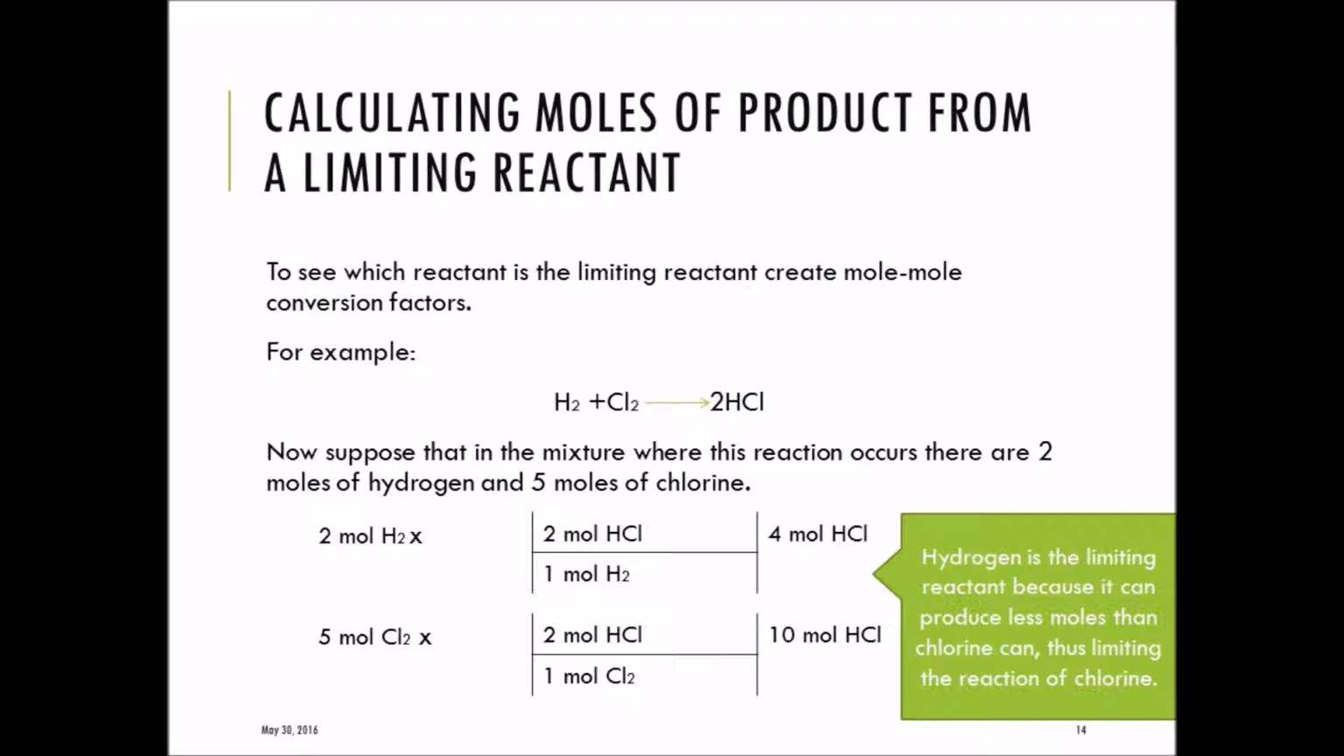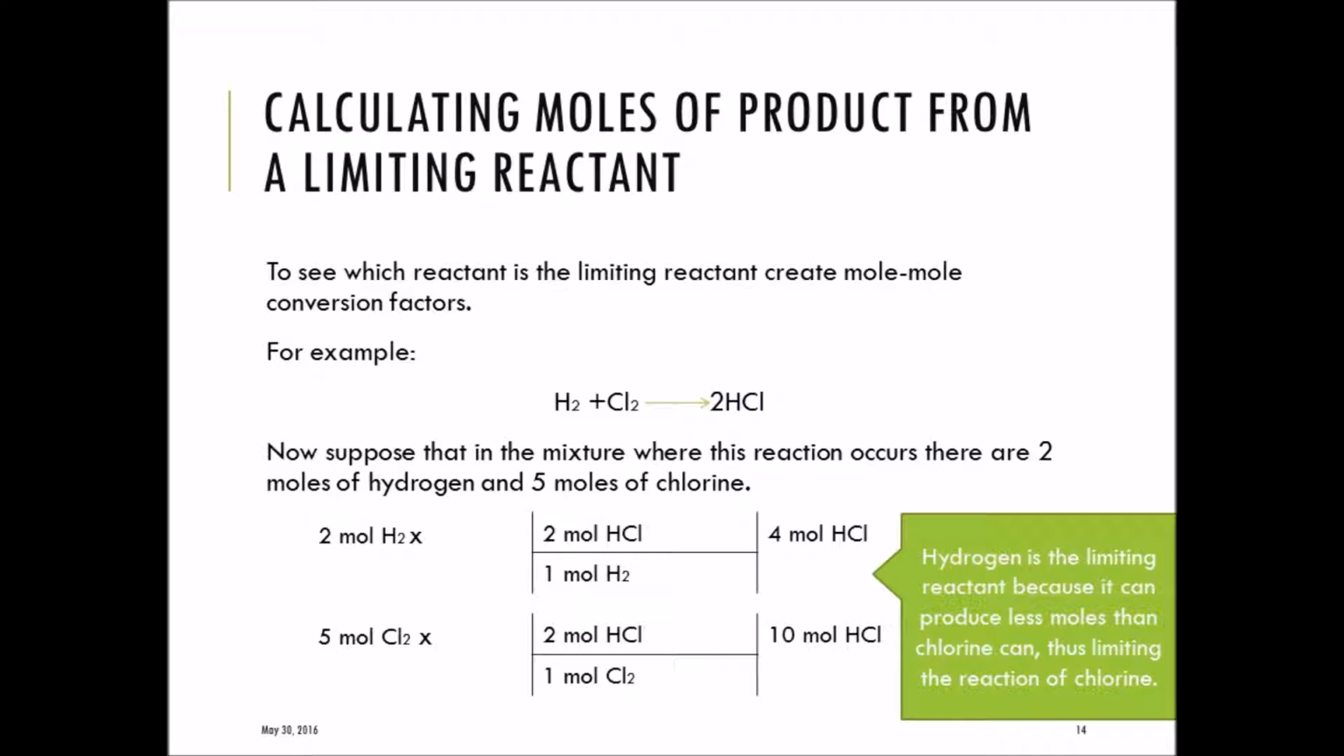And imagine you have hydrogen molecule and chlorine molecule, and that forms chlorhydric acid, as we all know. Now, suppose that in the mixture where this reaction is occurring, there were only 2 moles of hydrogen and 5 moles of chlorine. So we have our mole-mole conversion factors that are between the reactant and the product.